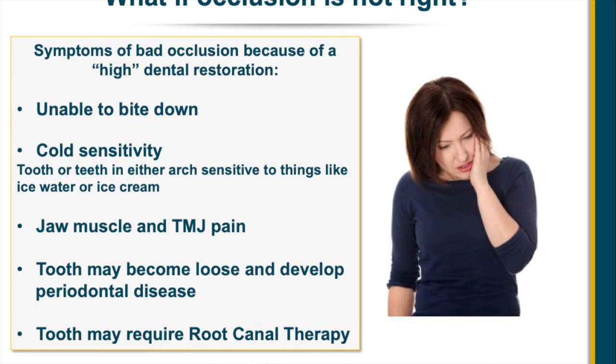So what if the occlusion's not right? Well, symptoms of bad occlusion or a high dental restoration would be they're unable to bite, or their teeth get sensitive to cold. It may be one tooth or many teeth in either arch can be sensitive to ice cream, water, that sort of thing. It can cause jaw muscle and TMJ pain. The tooth may become loose and develop gum infection and periodontal disease around it. It can actually kill a tooth and make the tooth require a root canal.